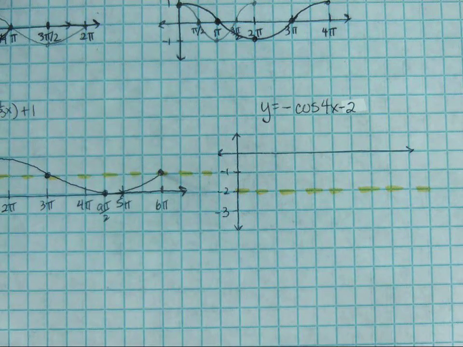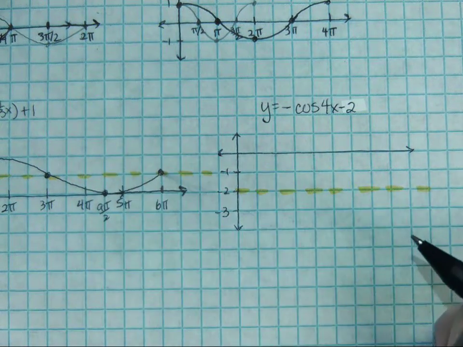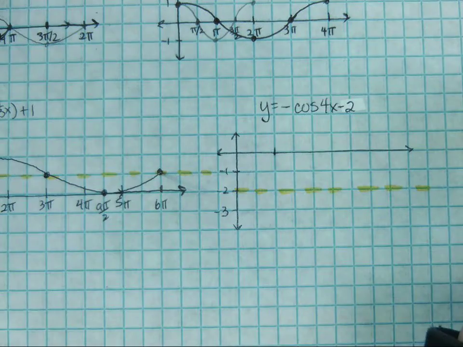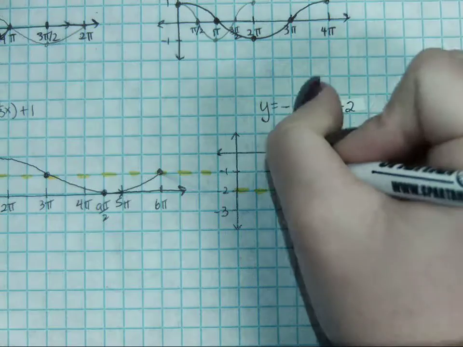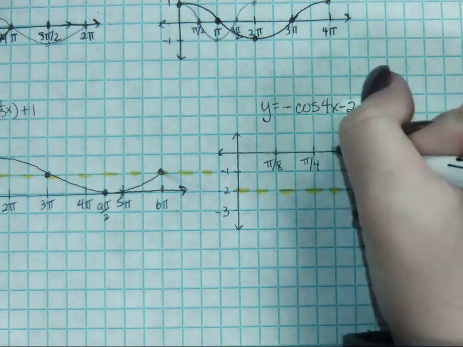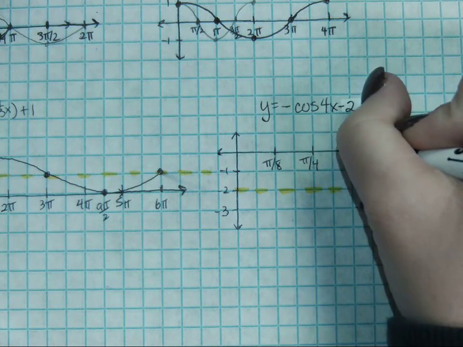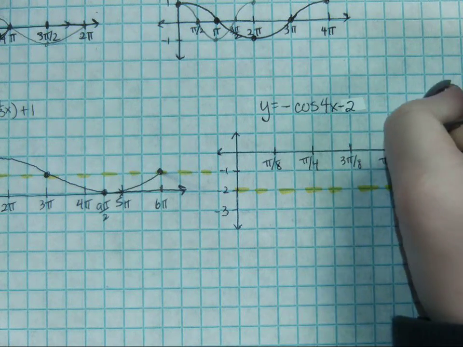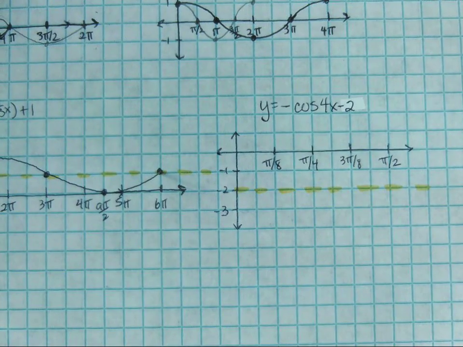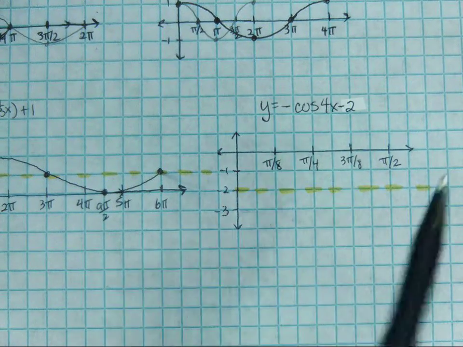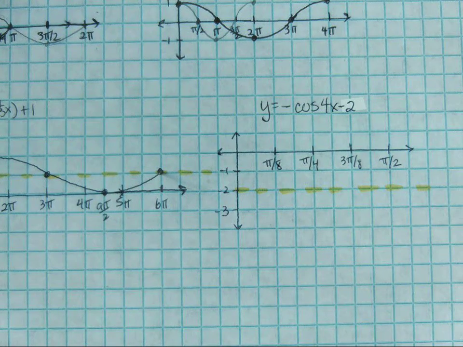All right, so let's look at this. I can make this right here. So if I want to, I can make this my pi over 8, skip pi over 4, 3 pi over 8, and then pi over 2. So if you want to stretch it out a little bit more, as long as you have the same gap in between your x values, you can do that.